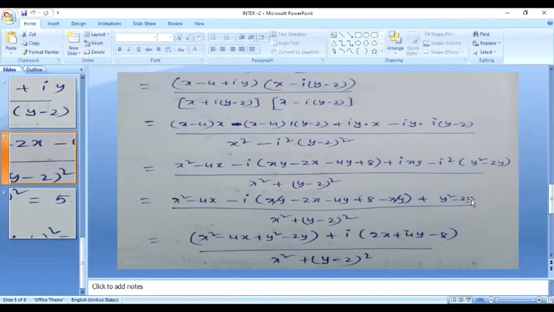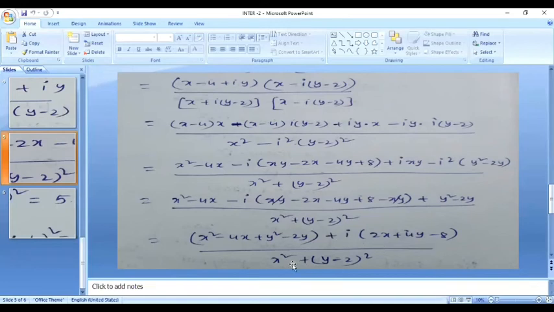Again, y square minus 2 is the real part. That's why we write the real part values on one side, that is x square minus 4x plus y square minus 2y. Now, the negative terms are minus 2x and minus 4y, that's why we take minus common. Then we already have a minus, so minus into minus becomes plus, i into 2x plus 4y, and plus 8 becomes minus 8. Why? Because the signs change. Okay, minus 8.